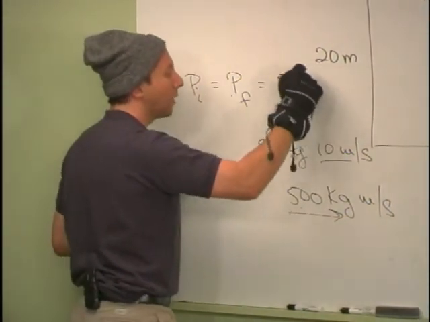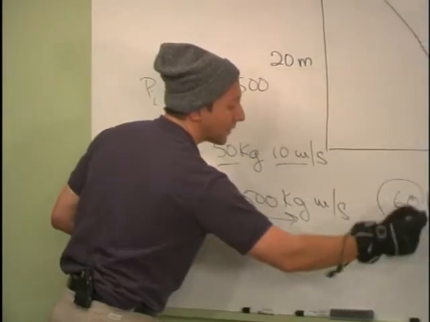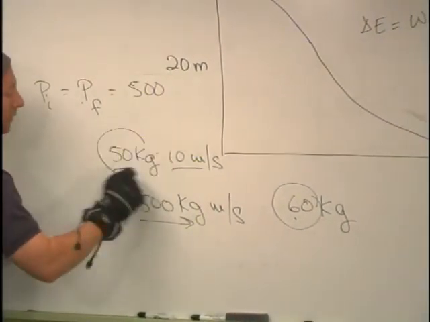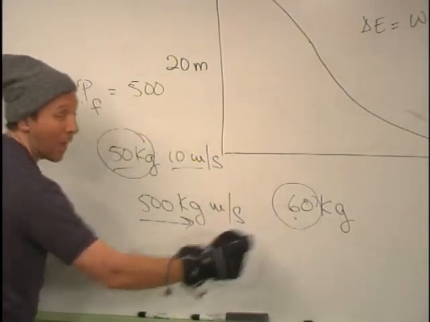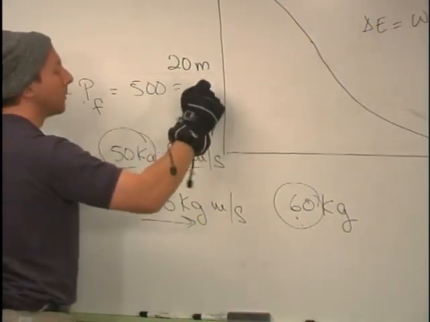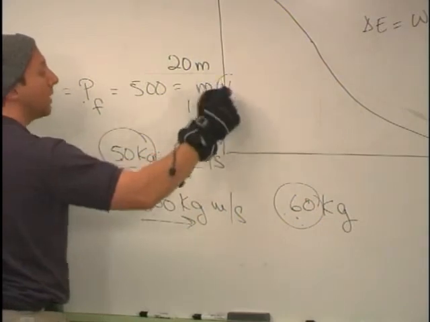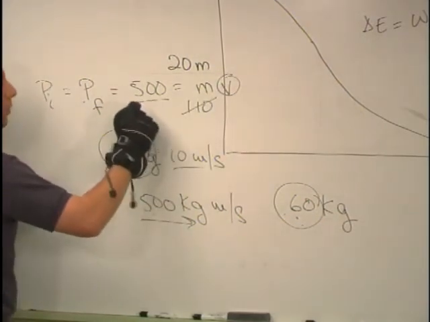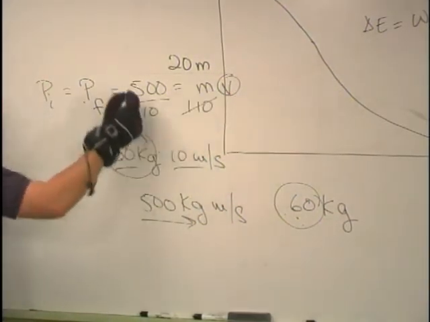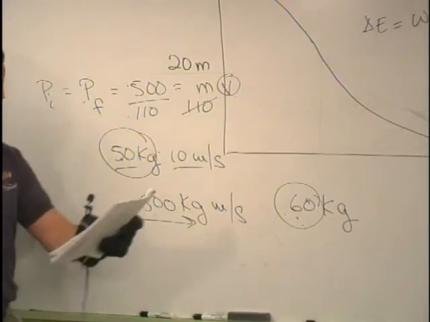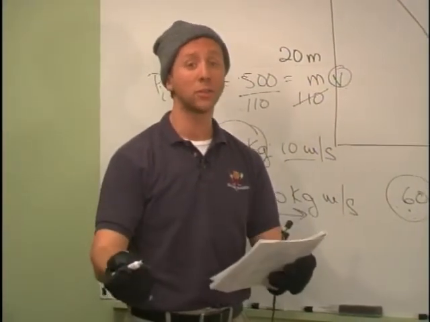Final momentum then is 500. The final mass is the combination of this 50 kilogram mass and this 60 kilogram mass, so the final mass is equal to 60 plus 50, or 110, which means we can do some simple math here. Let's divide both sides by 110. The velocity must be 500 over 110, or a little bit less than 5. The only answer choice that works, A.